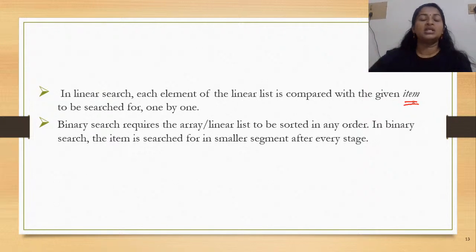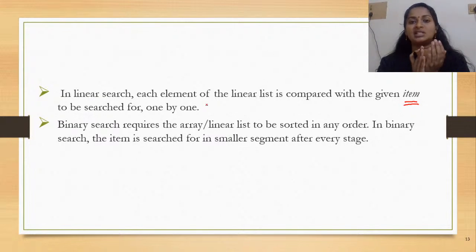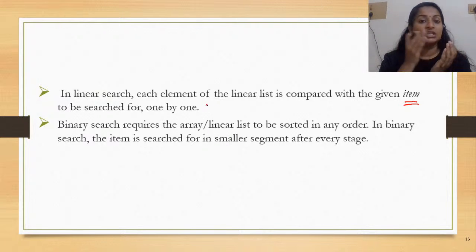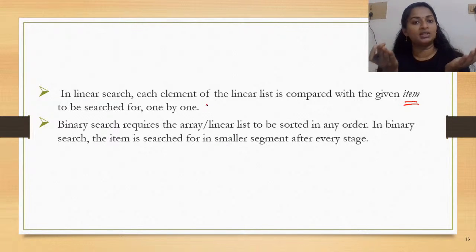Now, how do you do it? Each element of the linear list is compared with the given item to be searched, one by one. So, position by position, you would be visiting, traveling each position and then checking whether there is a match, right? You have the key value which is accepted from the user. You go through the list and search each position and find whether they both are equal. Is the idea clear? So this is how a linear search works.